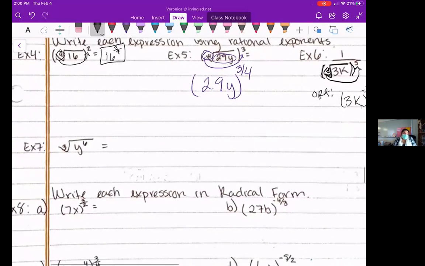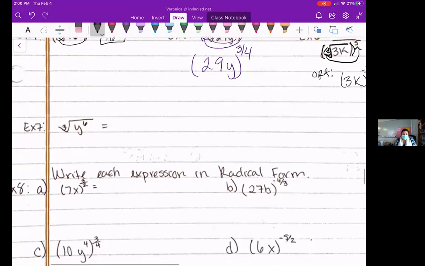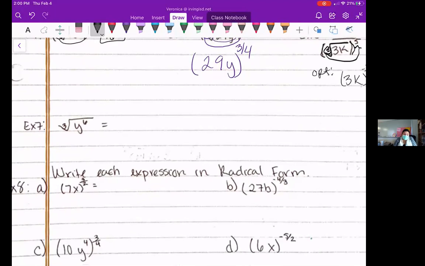Okay, so this last one on this section. Example 7, we have cube root of y to the power of 6. Remember, if we're going to go in reverse, whatever the root is going to go back under, right? So then we would have y to the power of 6 over 3. Oh, well, look at that. What's 6 divided by 3? 2. So this would simplify to y squared.